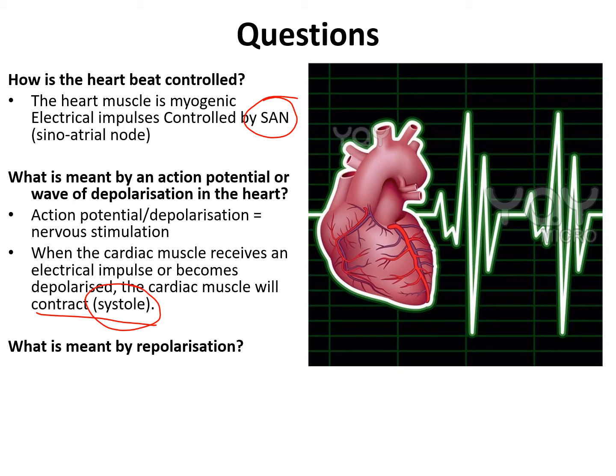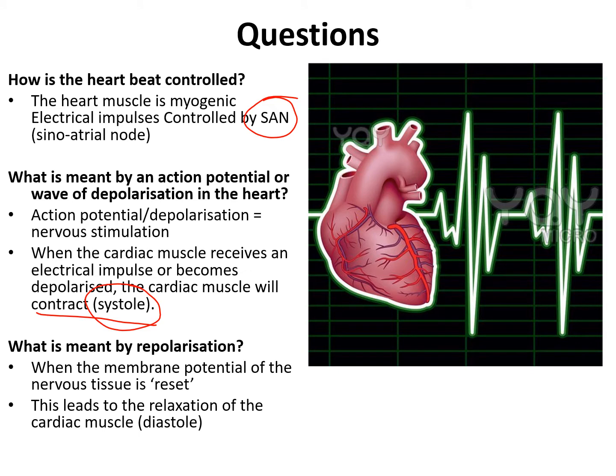Finally, what is meant by repolarization? So this is the opposite of depolarization. So don't worry too much about what's happening on sort of a cellular level here. We'll actually come back to this more next year. But basically, it's when the membrane potential of that nervous tissue is reset. Again, you'll understand that in much more detail next year, so don't worry too much about that. But we do need to use this key term. And all you really need to think about with repolarization is that it leads to the cardiac muscle relaxing. Okay, so that will result in diastole, as we know is the fancy word in this topic.